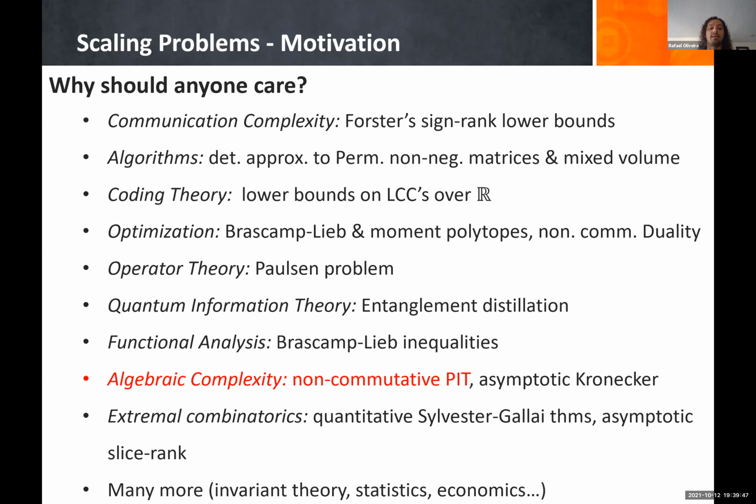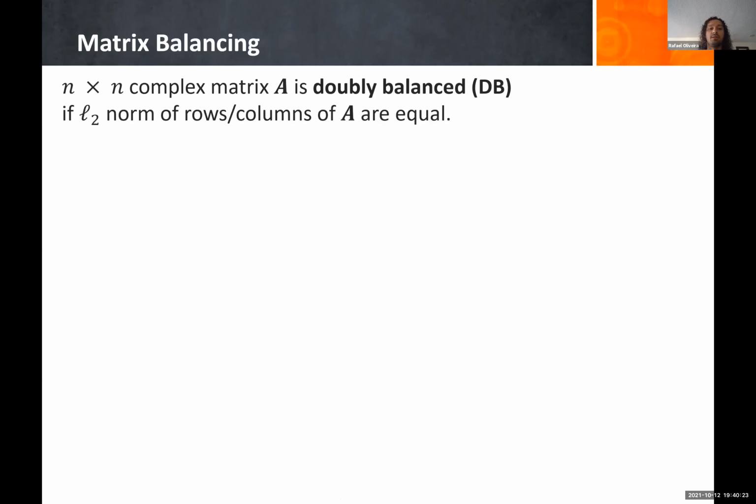And in coding theory, scaling was used for lower bounds on LCCs over the reals. And in optimization, we have Brascamp-Lieb, moment polytopes and so on. In operator theory, we have the Paulsen problem, which has a beautiful solution using operator scaling. But today we're going to focus on the algebraic complexity part, which is the non-commutative PIT. And recently there have been many more applications, like in invariant theory, statistics, economics, some of them old, some of them very new. So it's a really exciting area, in my biased opinion.